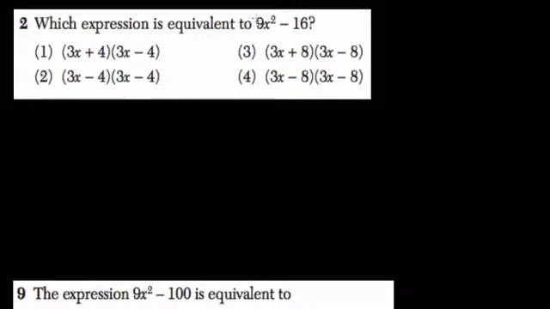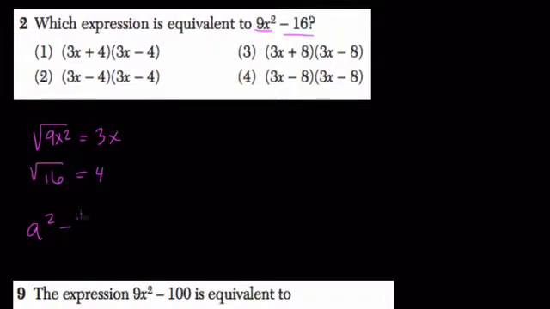Okay, which expression is equivalent to 9x squared minus 16? Well, 9x squared is a perfect square. So that means that the square root of 9x squared equals 3x. And so is 16. The square root of 16 equals 4. So here, when you have the difference of two squares, a squared minus b squared, that always equals a plus b times a minus b.